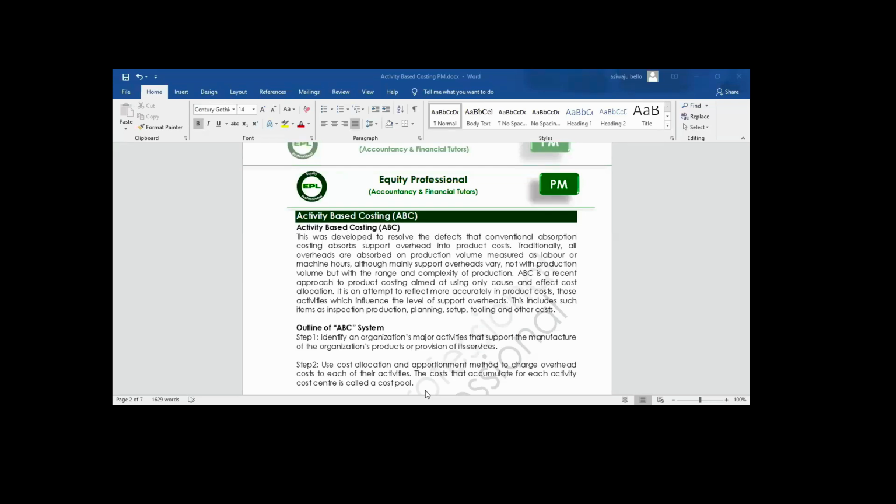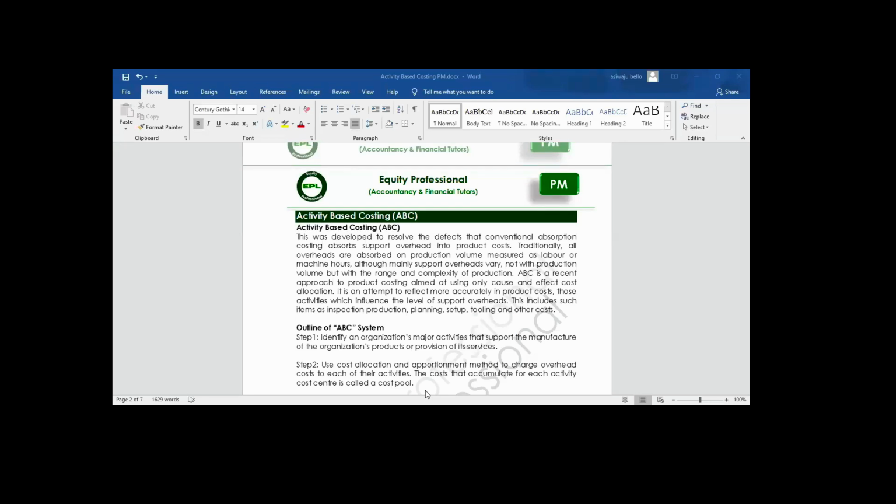What is activity-based costing? Why is this costing method different from the traditional costing method? What does this costing method, the activity-based costing, try to explain that the previous costing method, or the traditional costing method, failed to explain? We shall be looking at this tonight.